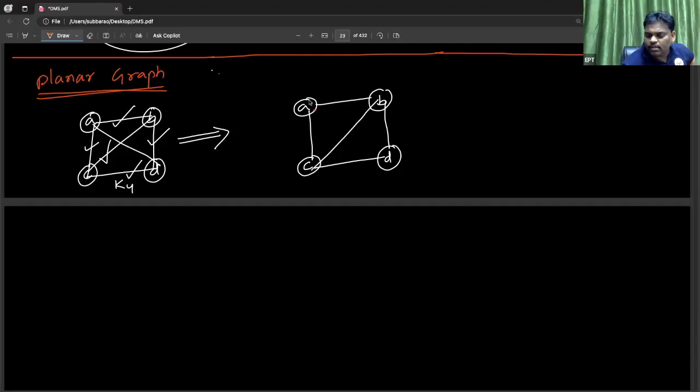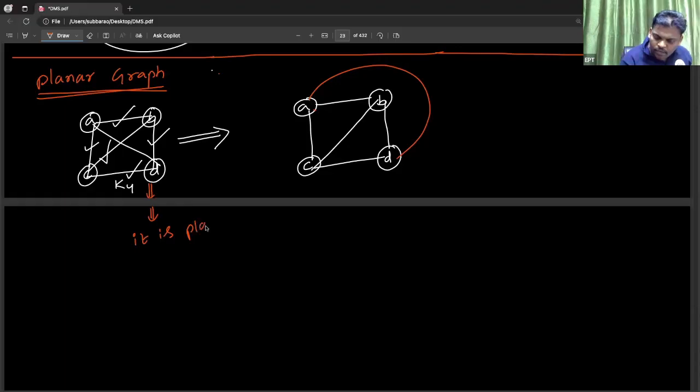I think I can go like this. Am I right? Can I go from outside? If I come inside, edge crossing is going on. If I go outside, edge crossing is not there. So you are able to draw the same graph without edge crossing. Then the given graph is a planar graph. Because of this reason, it is a planar graph.